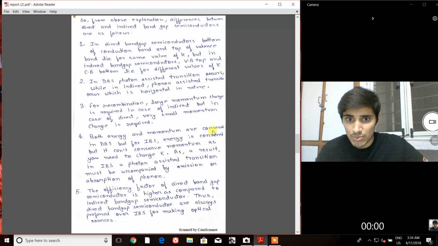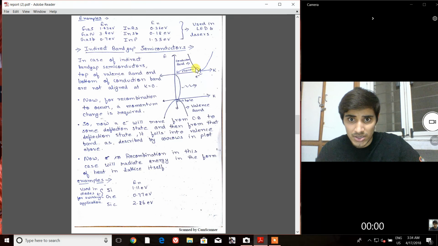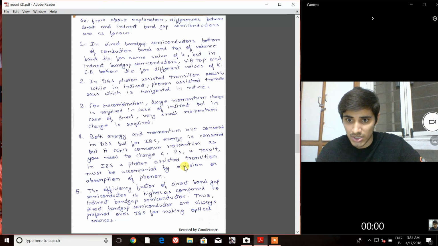Also both energy and momentum are conserved in direct band gap semiconductors, but for indirect band gap semiconductors momentum is not conserved, as the electron will travel from that particular state, that is from here to here. So there will be a change of momentum, so momentum is not conserved.